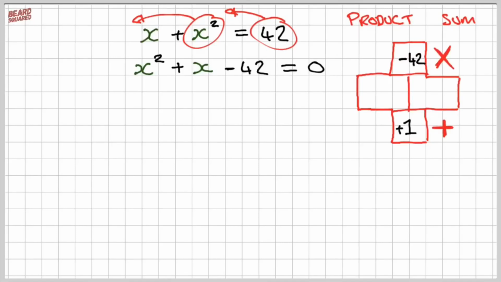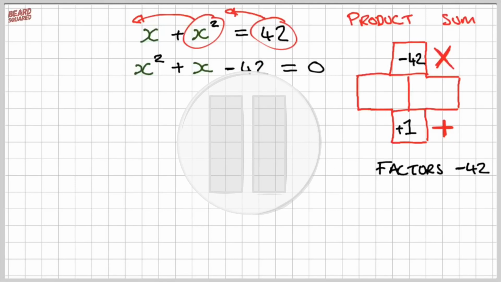Now, what the product sum refers to is I want 2 factors that give me a product, a multiplication, of minus 42, and that give me a sum, an addition, of positive 1, because the coefficient of x in this case is 1. Now to solve this, I need to find the factors of negative 42. So think about this for a while, pause the video here and see if you can find 2 factors that give you a product of negative 42 and a sum of positive 1.